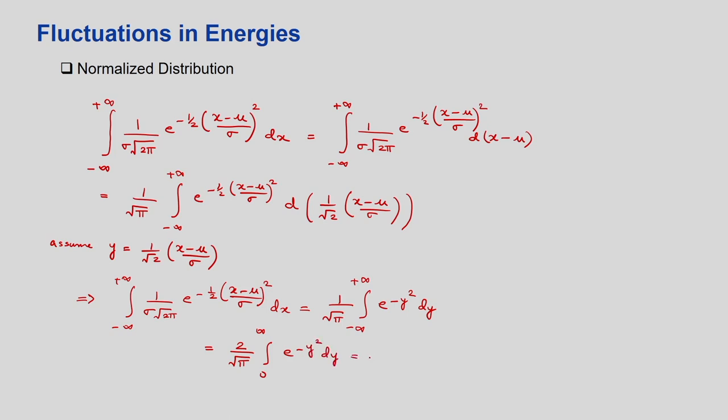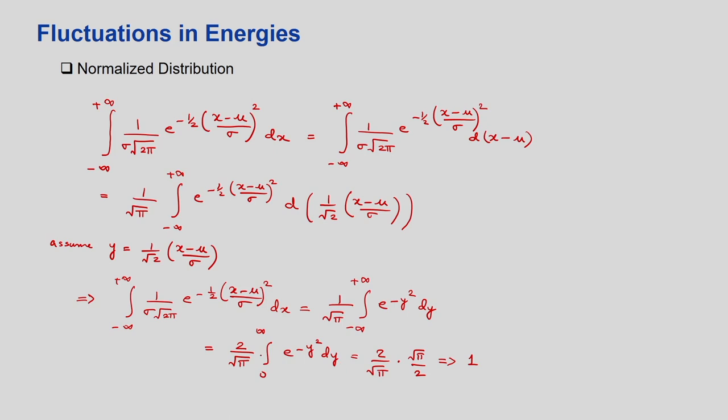So, this is nothing but 2 by root pi, because the integral is equal to unity. So, it only becomes 2 by root pi, and in this integral you get exactly root pi by 2. Okay, I am sorry, it is not unity. The value of this integral is root pi by 2. So, you get unity overall. The overall value is unity.